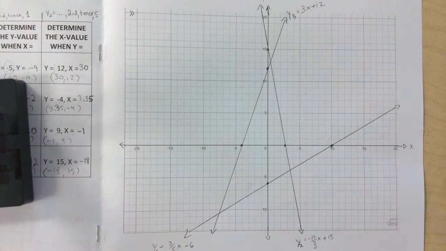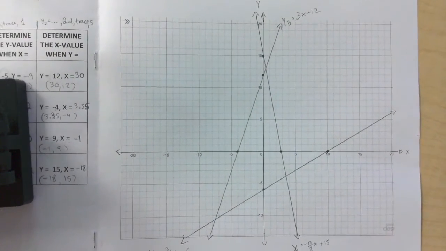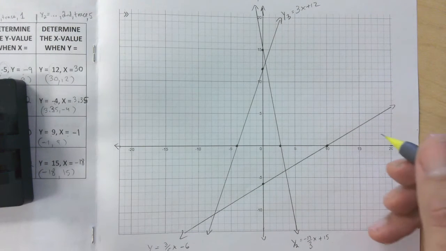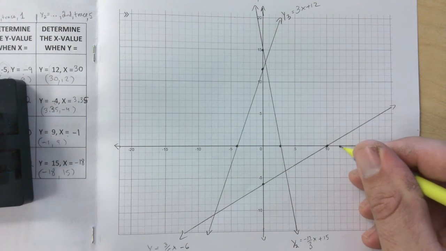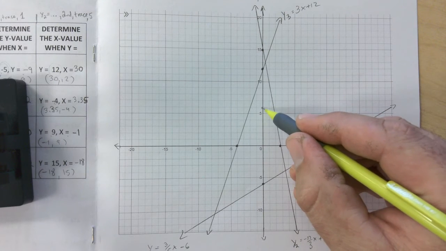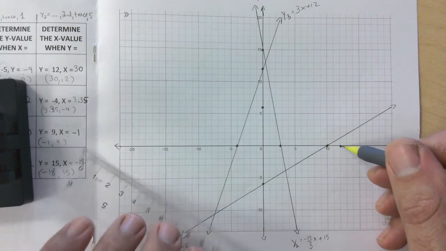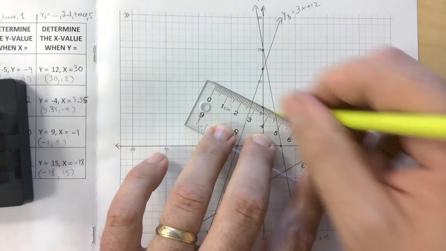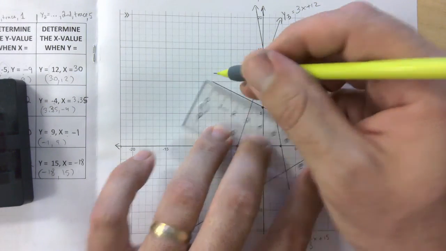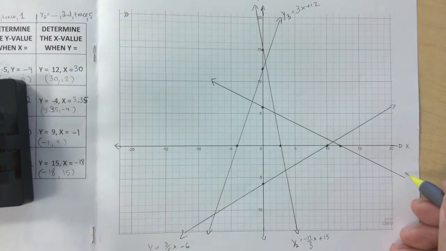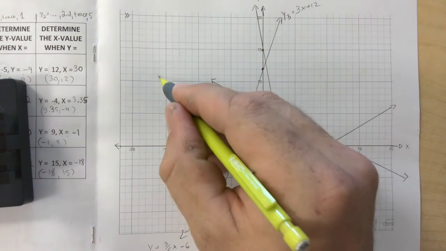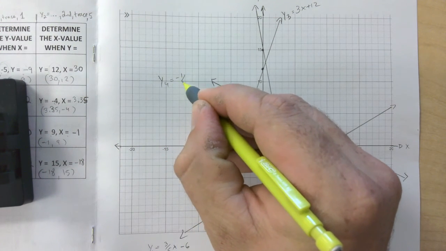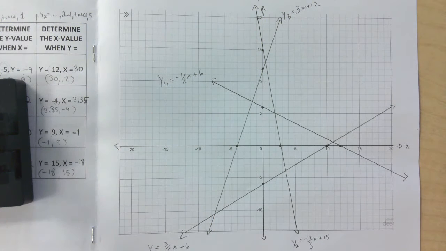And the last one is, I'm just lifting the camera once here, folks, sorry, 12, 0, and 0, 6. 12, 0 is out here. 0, 6 is up here. And connect your line, and I'm going to call this y4 is equal to -1/2 x plus 6.